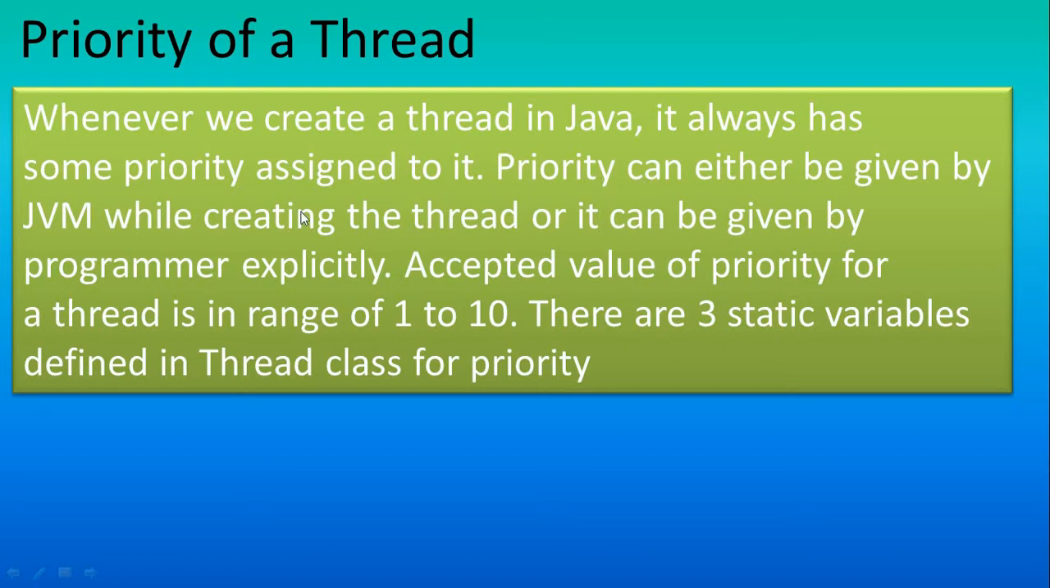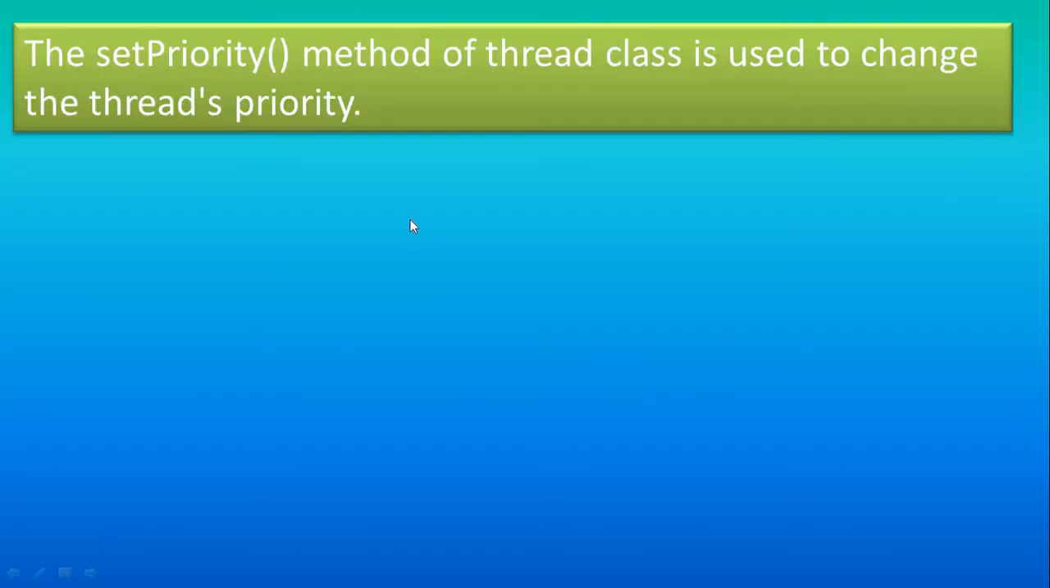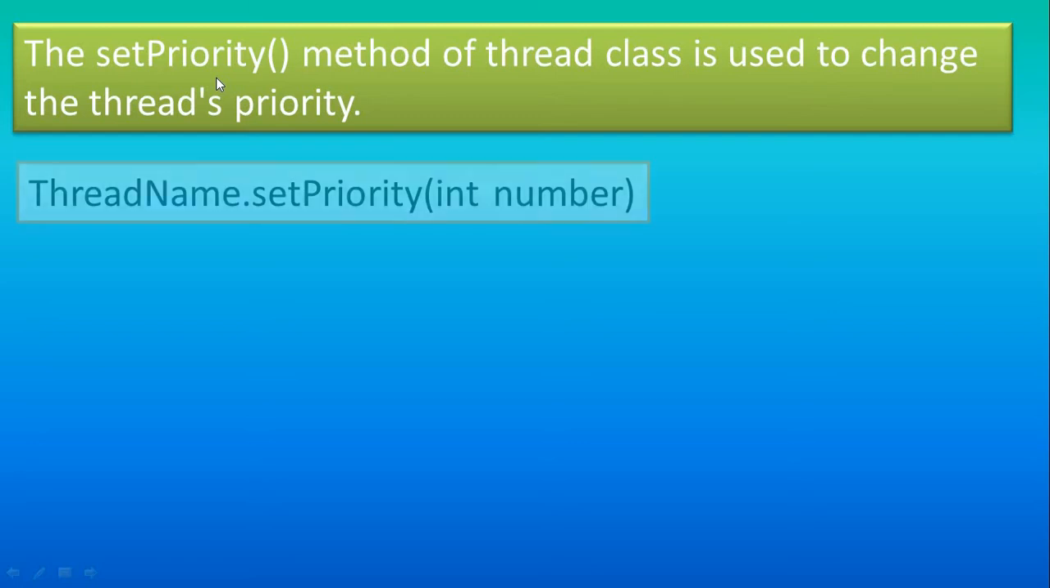Priority can either be given by the JVM while creating the thread, so that execution depends on the JVM which resides in the operating system, or it can be given explicitly, meaning we can also set the priority. The value for priority is in the range from 1 to 10, and there are three static variables that we will discuss in the tutorial that are used for setting the priority for the thread. For that, the setPriority method of the Thread class is used to set the priority.